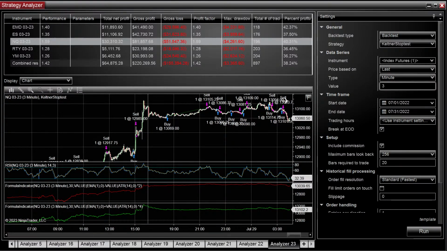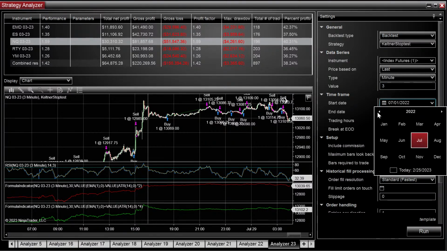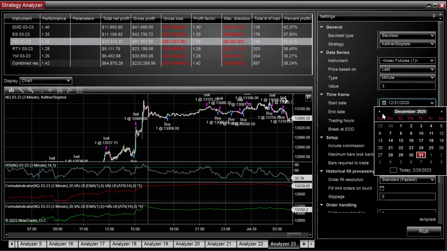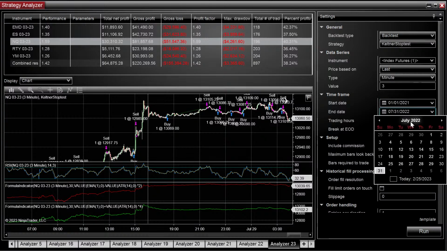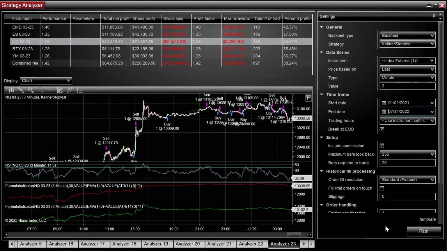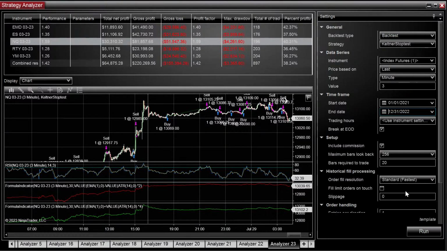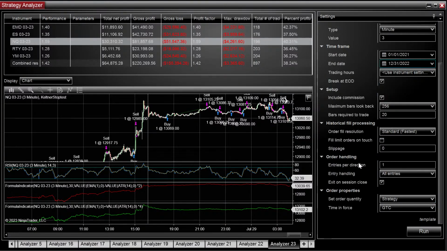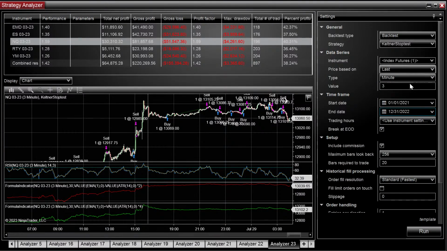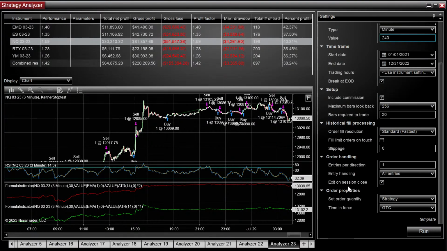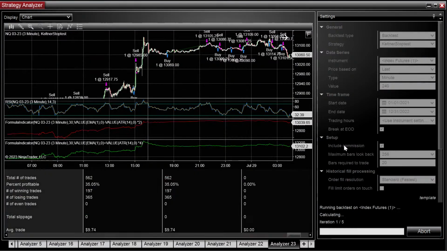So let's run it for 22 or 21. There's really nothing to optimize here, and I don't know yet. I might include the option to optimize something, but more than likely won't. It just really depends. So include commission. Everything looks right. Got our index basket. Let's start on the 4 hour, and let's see what's going on.